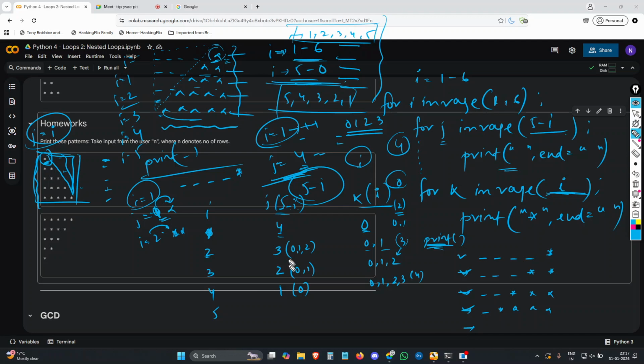Come to a new line. This will become 5 minus 5, which is 0. For 0, I have nothing to print, so I will not print anything. And for k, I will come to 1, 2, 3, 4. Why? Because for 5, k is dependent on I. So what is I? 5. Till 5, how many iterations? 5 iterations. 5 stars.